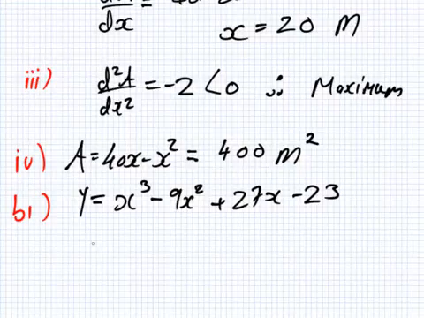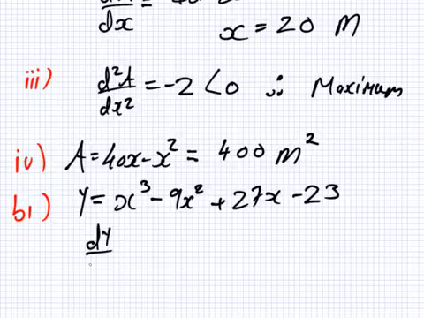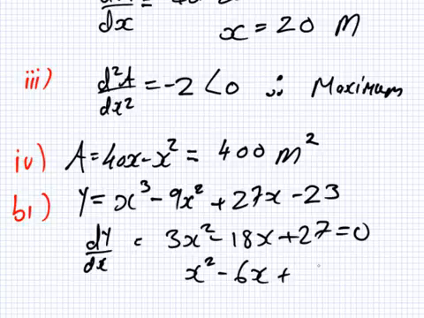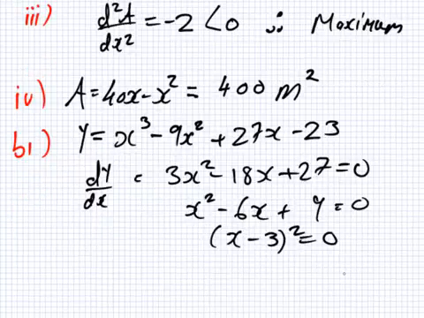Okay, so stationary just means turning point. The derivative here is 3x squared minus 18x plus 27 equals 0. So x squared minus 6x plus 9 equals 0. So you have x minus 3 squared equals 0. So that means x equals 3.